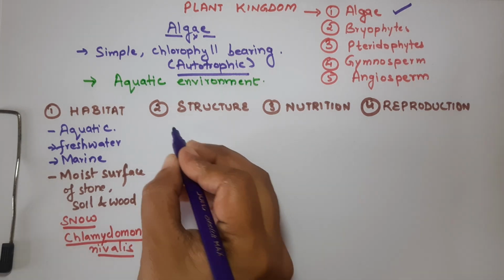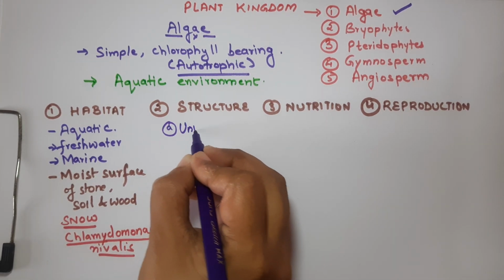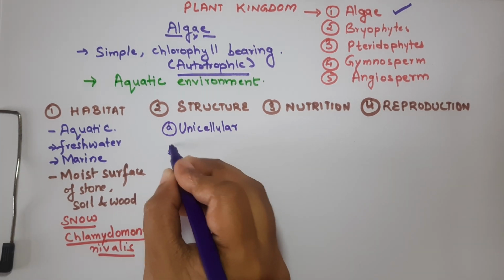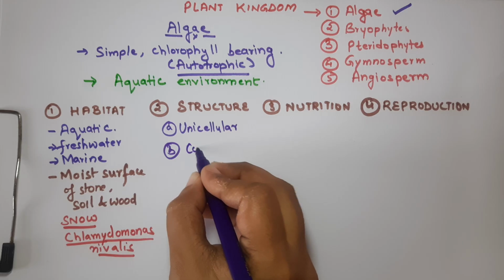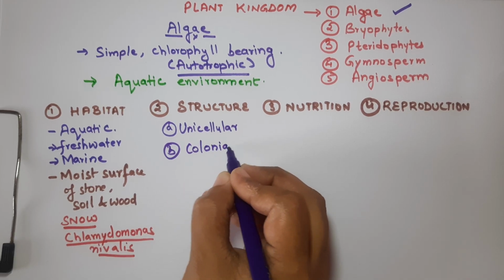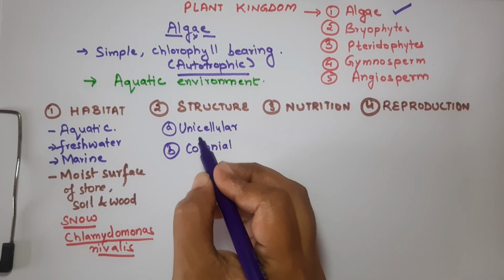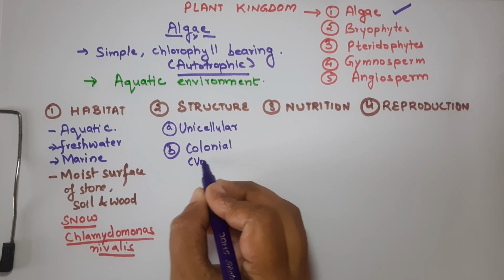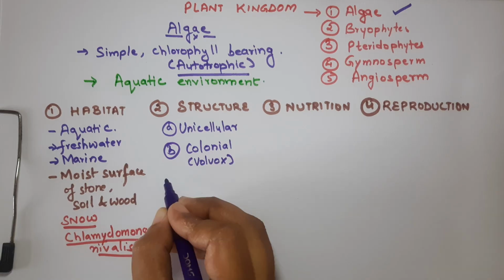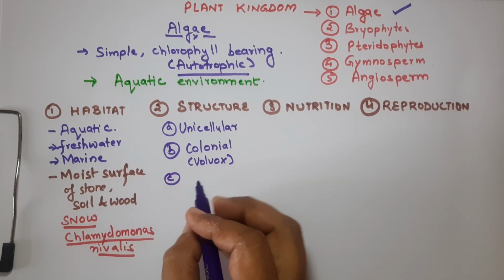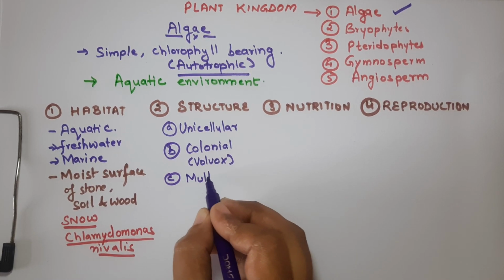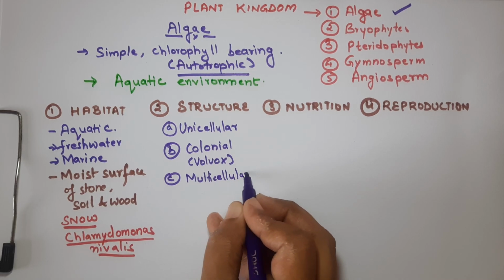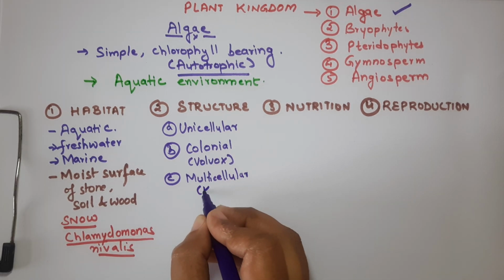The algae can be unicellular, the example is Chlamydomonas only, or it can thrive as a colony also. So it can be colonial also. For unicellular we can take the example of Chlamydomonas. However, for the colonial one we can take the example of Volvox. It will exist in colonies. The third, it can be multicellular also, and the example for the multicellular ones are the kelps.